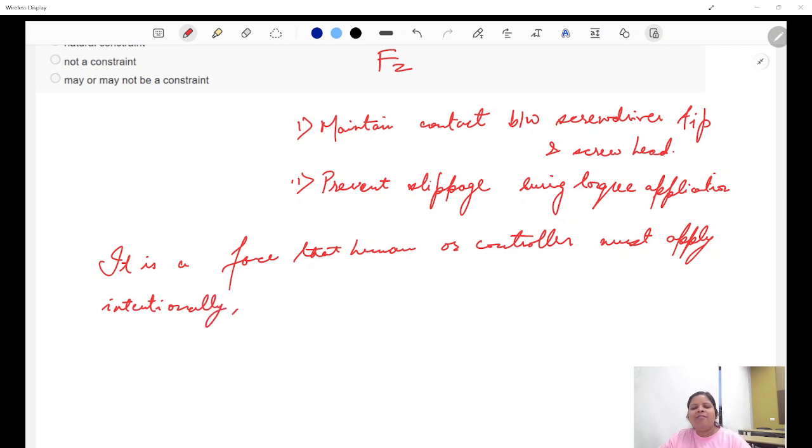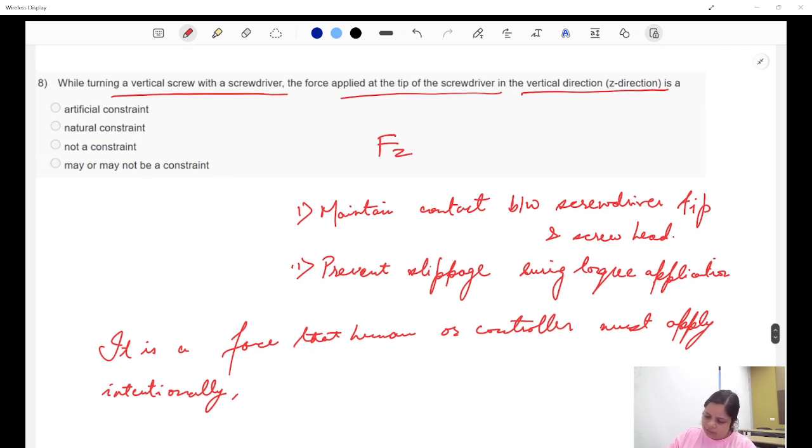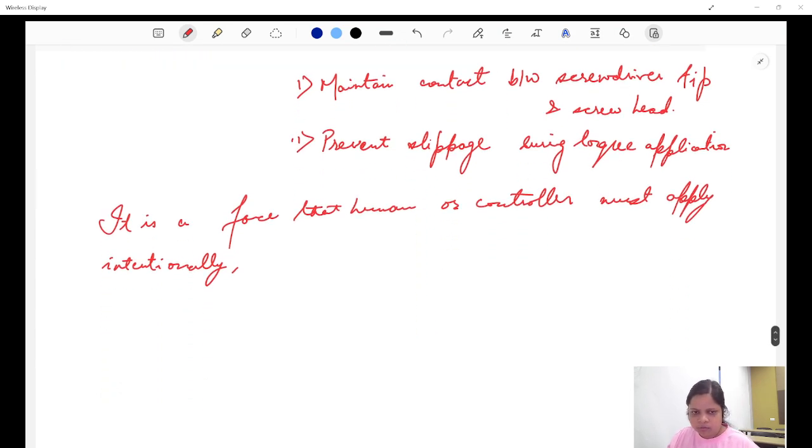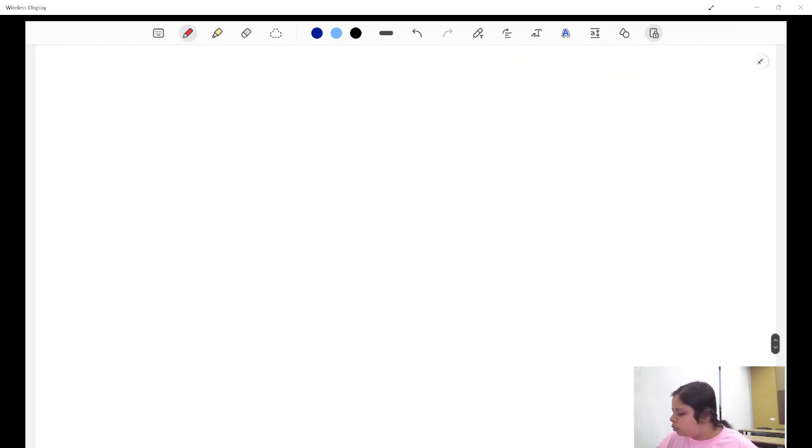It can vary depending on screw tightness, screwdriver fit, or operator strategy. So it is best classified as an artificial constraint. This is the correct answer. It is needed to complete a task but does not arise from natural geometry. Natural constraint is not correct because this force isn't imposed by geometry like a wall or surface would be. Both of the other options are incorrect. Okay, let's move to the next question.